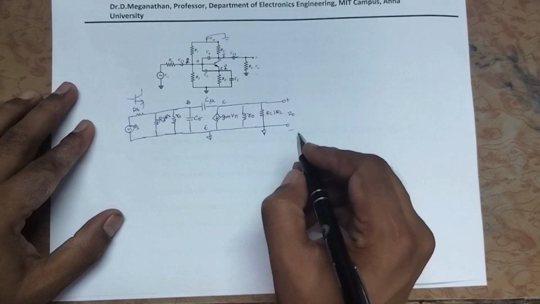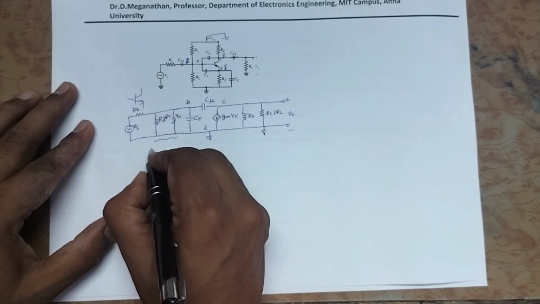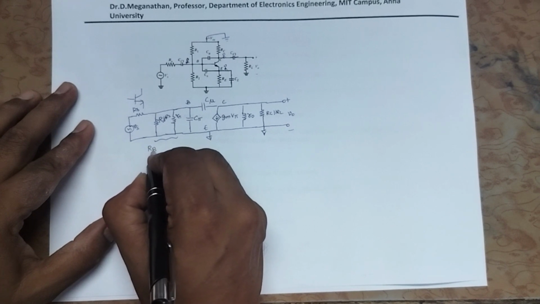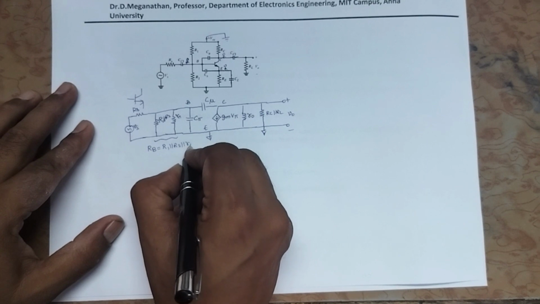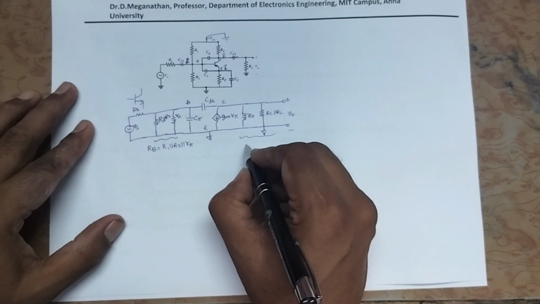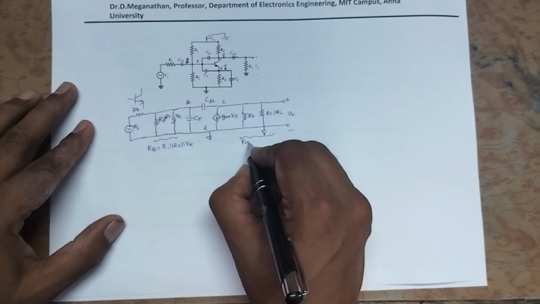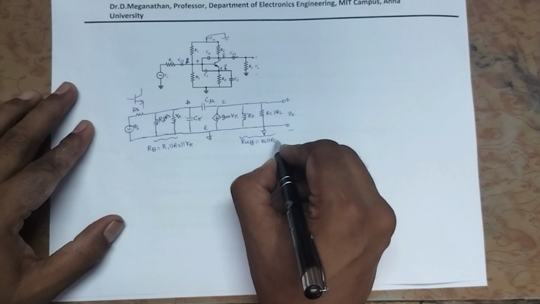Let us group the resistances to simplify the circuit. R1 parallel to R2 parallel to R pi is RB. Similarly, R0 parallel to RC parallel to RL is RL effective.